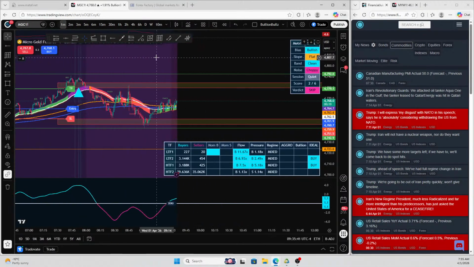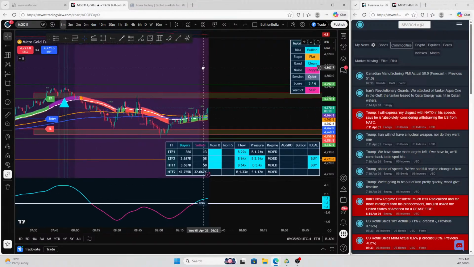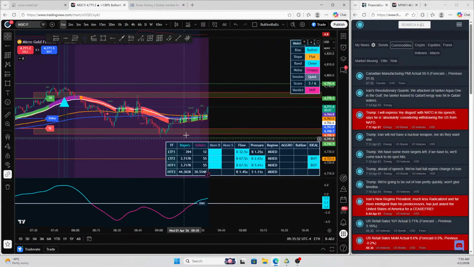So we're gonna wait and see. This morning we had a very nice trade on the buy side, but this is normally a time when we don't trade. So right now we're looking to see if we can catch the upside.